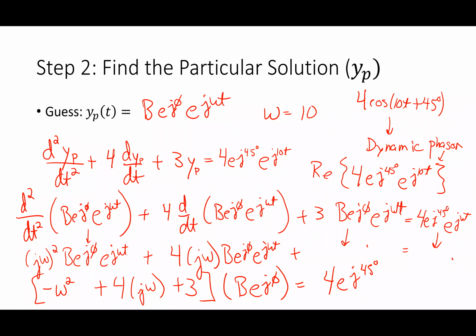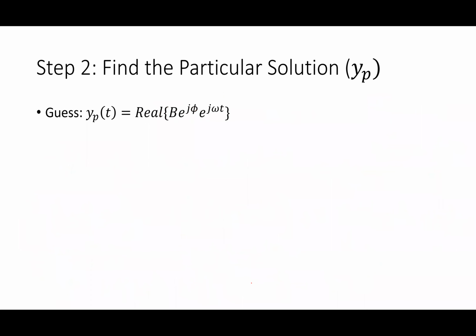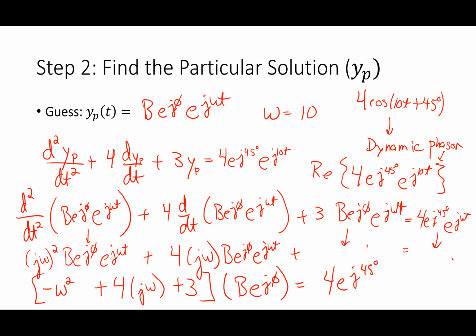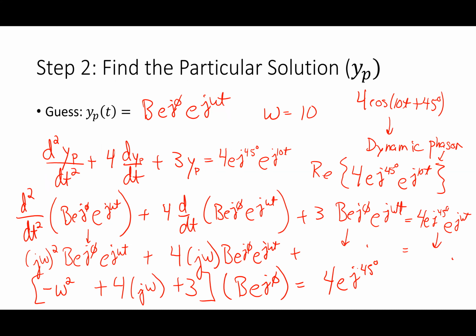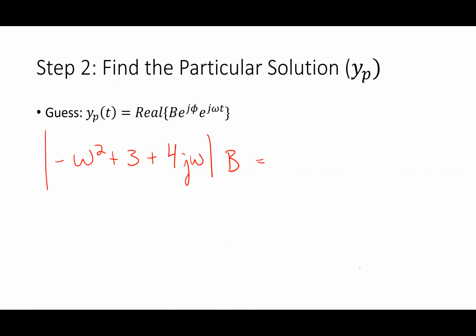All right. So if I go through that process, I take the magnitude of everything. The magnitude of minus omega squared plus 3 plus 4 times j omega, times the magnitude of b times e to the j phi. The magnitude of e to the j phi is 1, so that's b. That's equal to the magnitude of 4 e to the j 45, which is 4. That's equation number 1. That'll solve for b.